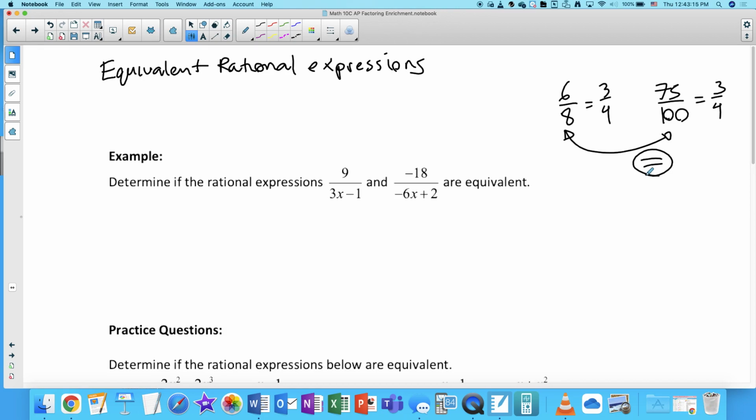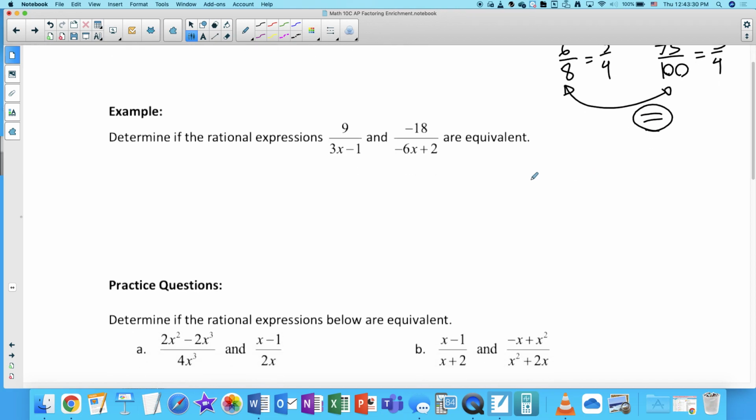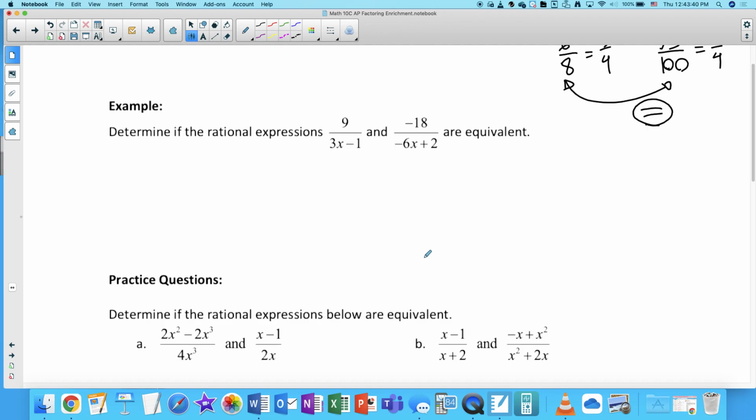their simplified forms. Okay? So if we wanted to determine if the rational expressions 9 over 3x minus 1 and negative 18 over 6x minus 2 are equivalent, then we need to look at each rational expression and see if it has been simplified. And if it hasn't been simplified, we need to simplify it, and then we can do a comparison. Okay? So this first one, can I simplify that? No, nothing to do there because this is just a 9 and the denominator is fully factored.